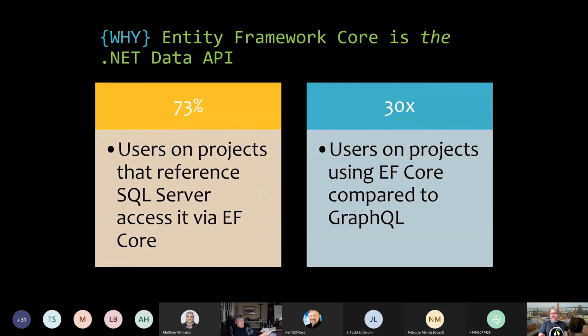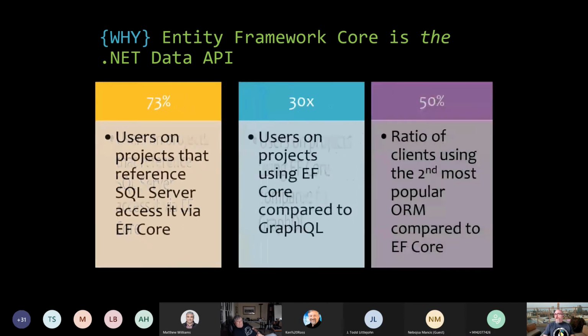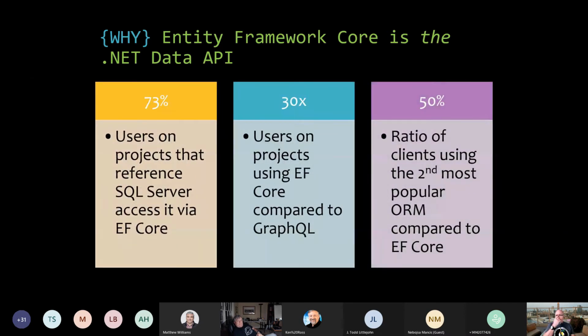There are 30 times more users on projects using EF Core compared to GraphQL, for example, although it's a little bit apples to oranges because you can obviously use GraphQL with EF Core. But if you've heard a lot of hype around GraphQL, just know that EF Core has a much broader footprint. And the next most popular ORM is about half the usage of EF Core. My point here is not to convince anyone to go to EF Core, but to say that there's a huge footprint, a large number of developers using it. So making developers' lives easier with EF Core is a priority.